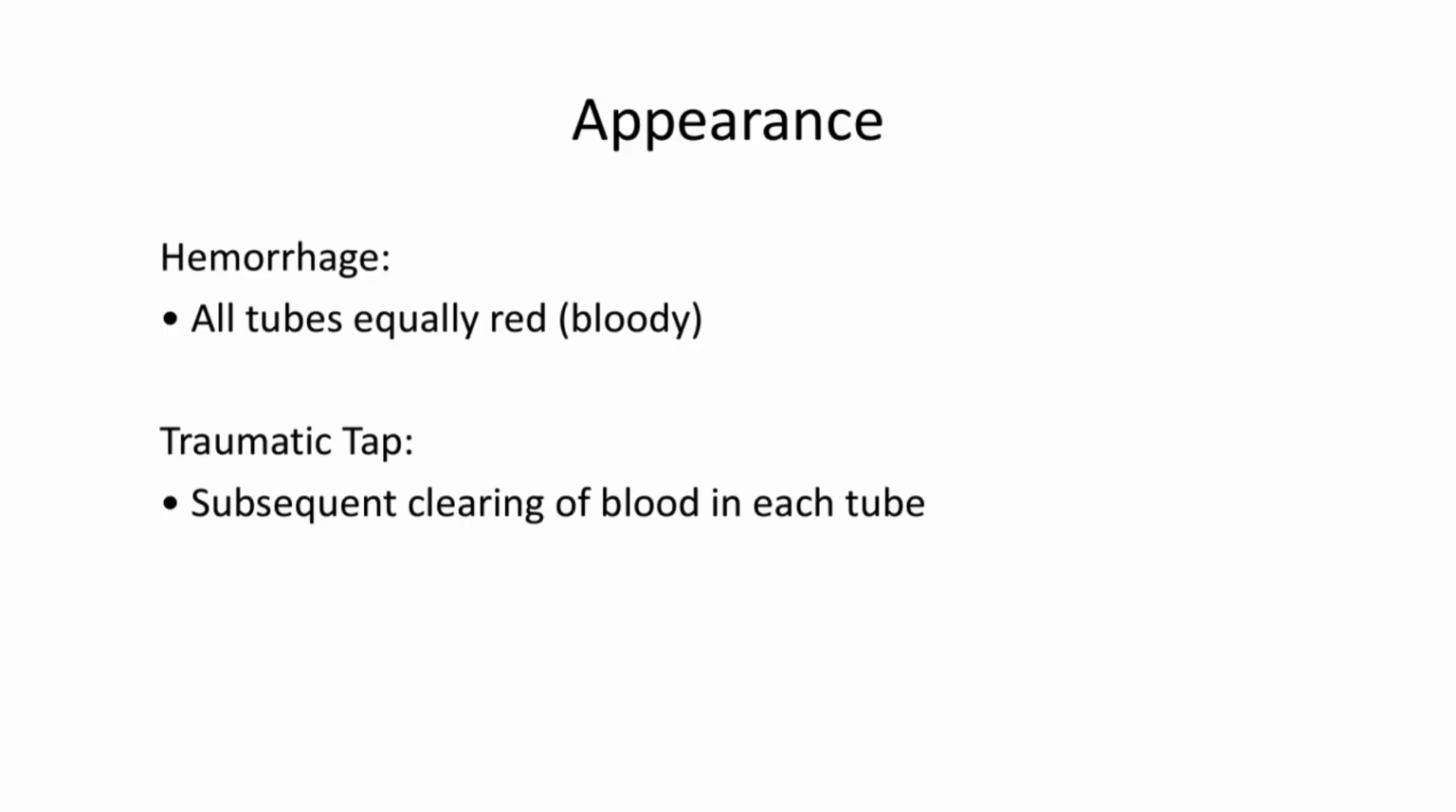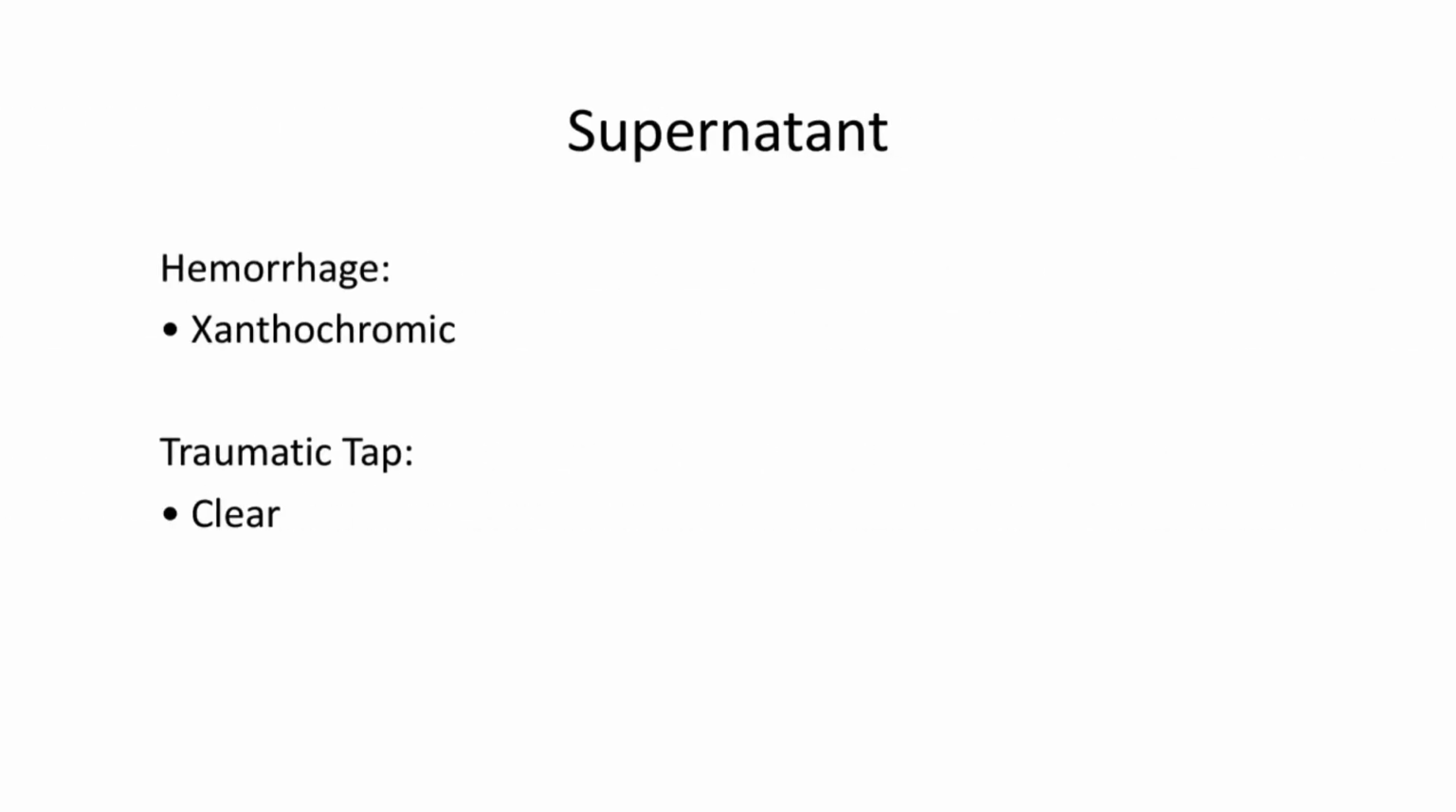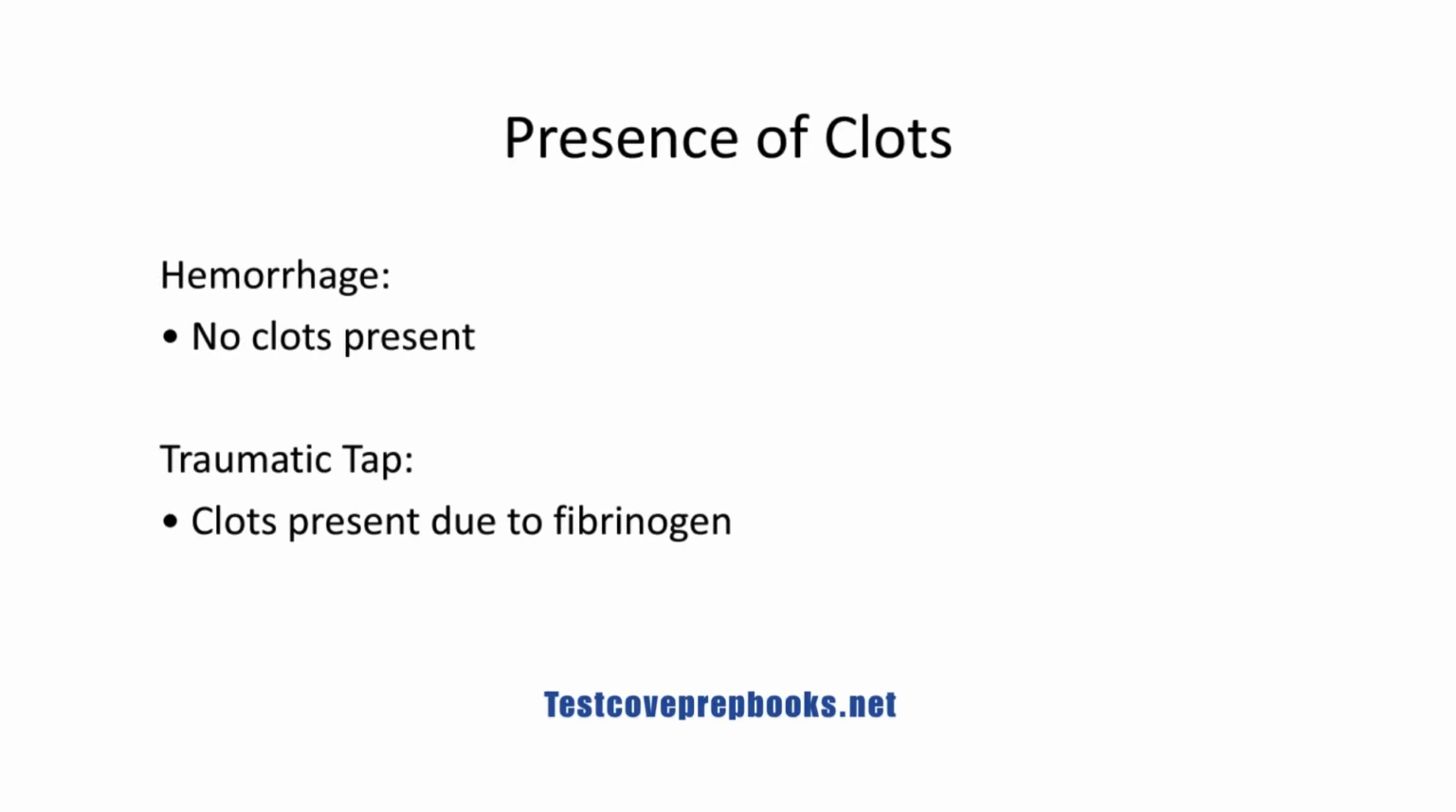In a hemorrhage, all cerebrospinal fluid tubes appear equally red or bloody. In contrast, with a traumatic tap, you see progressive clearing of blood in subsequent tubes. When a hemorrhage is present, the supernatant becomes xanthochromic, meaning it has a yellowish discoloration. In a traumatic tap, the supernatant remains clear. In true hemorrhage, no clots are present because the blood has already lost its fibrinogen. In traumatic taps, however, clots can form because fibrinogen is still present in the introduced blood.